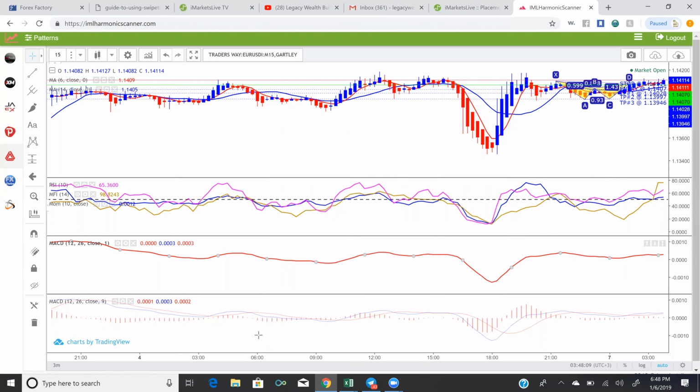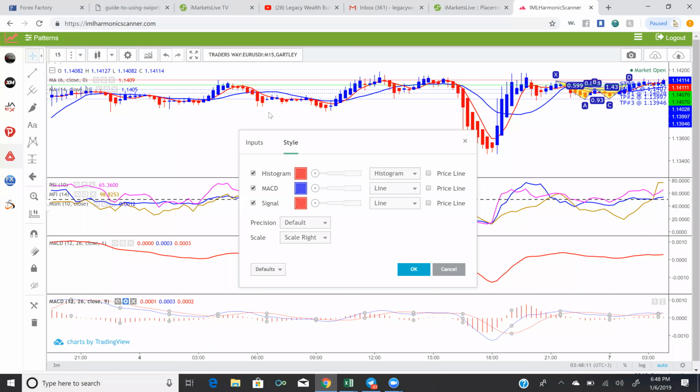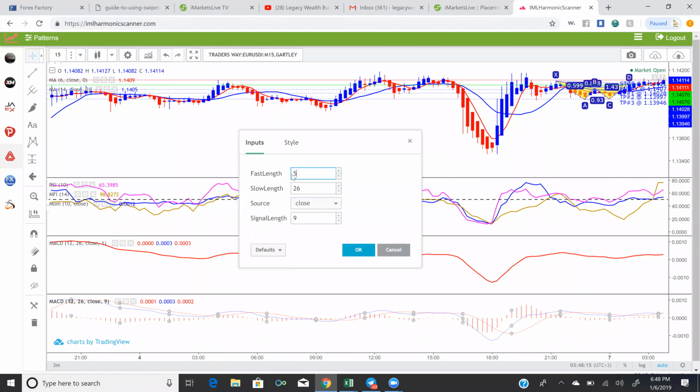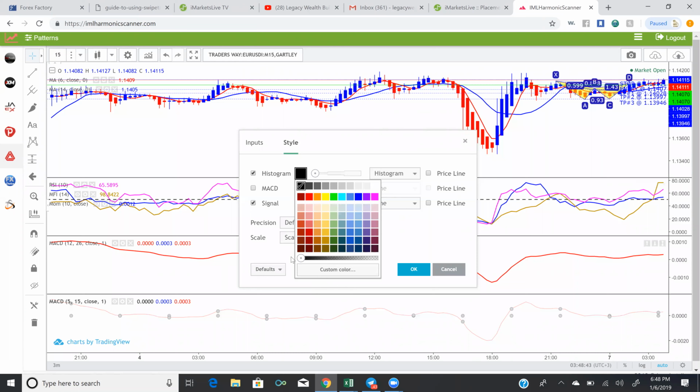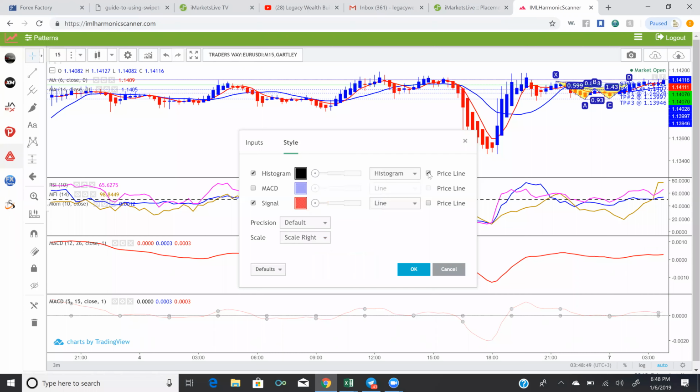That's better. Okay. Now I'm going to go to the wheel, format this one, inputs, change this to 5, 15, and 1 on my second MACD. When I go to style, change the histogram to black. So keep that. And on the histogram part where it says price line, check it.